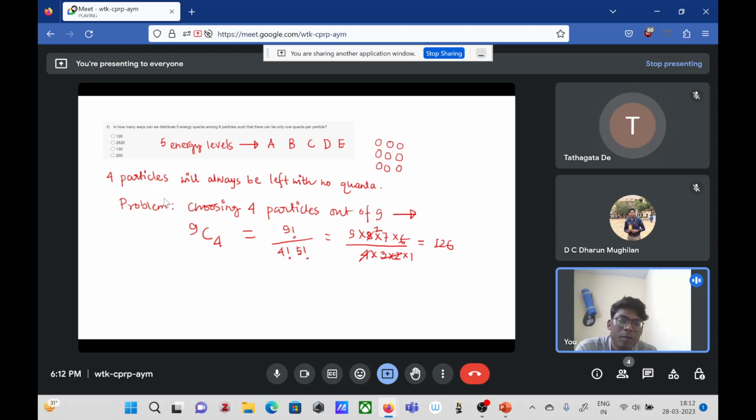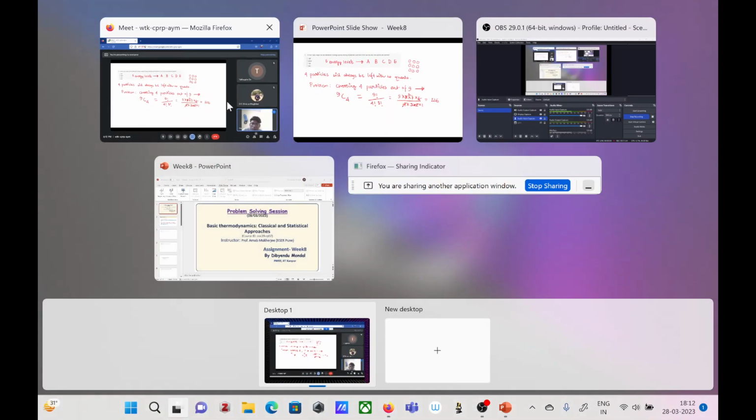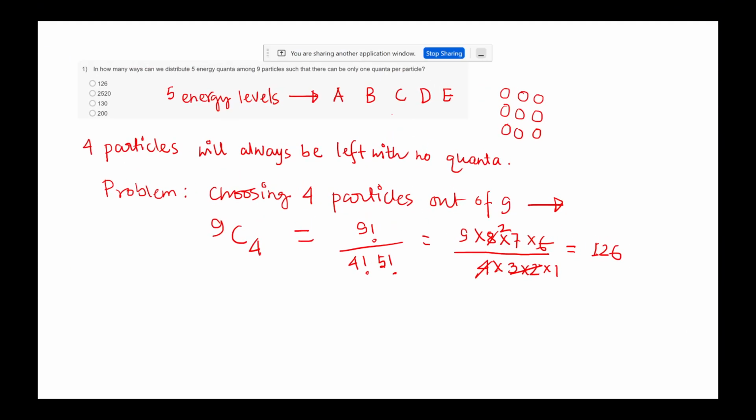So now the problem boils down to choosing 4 particles out of 9. So that is this problem, right? Choosing 4 particles out of 9, these 4 particles will be left with no quanta. So how can we choose 4 particles out of 9? That is 9C4, class 12 standard mathematics. If you do that, 9 factorial divided by 4 factorial divided by 5 factorial gives you 126. Okay? So the right option will be this, 126.